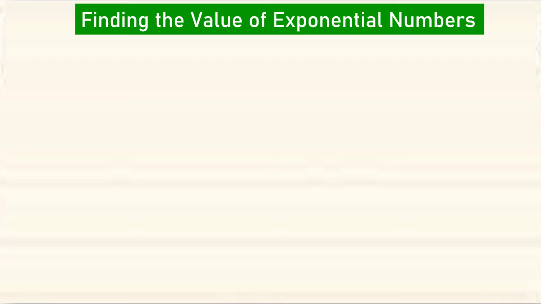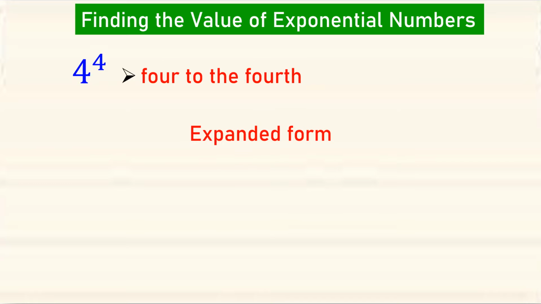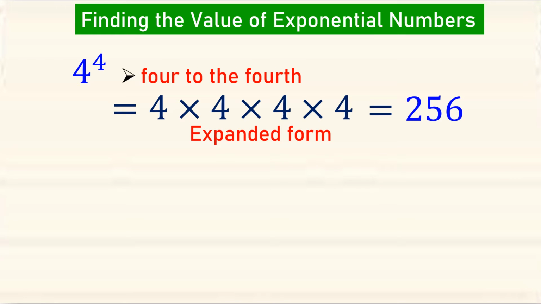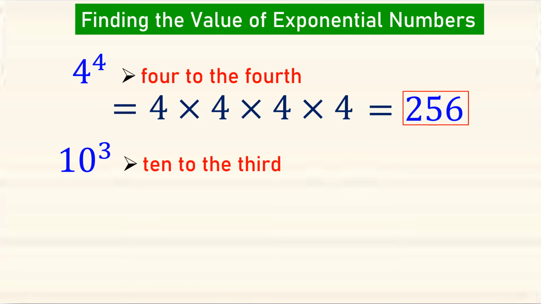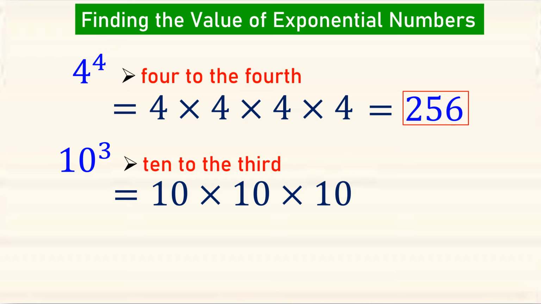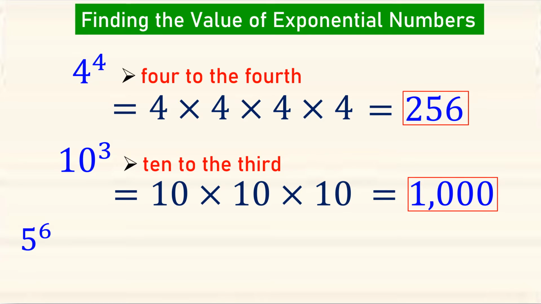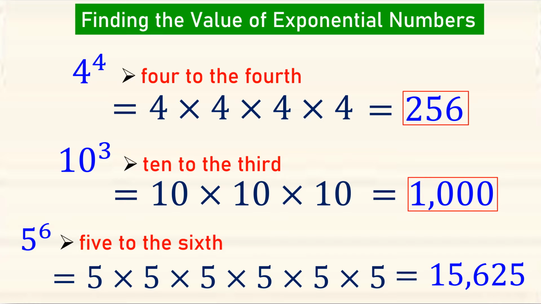Let us find the value of exponential numbers. So 4 to the fourth. In expanded form, we are going to multiply 4 times by itself. So it is 4 times 4 times 4 times 4, which is equal to 256. 10 to the third. In expanded form, 10 times 10 times 10, which is equal to 1000. 5 to the sixth. We are going to multiply 5 6 times by itself. So the answer is 15,625.